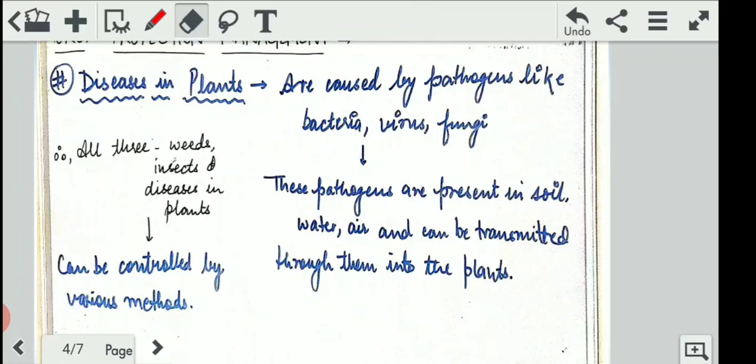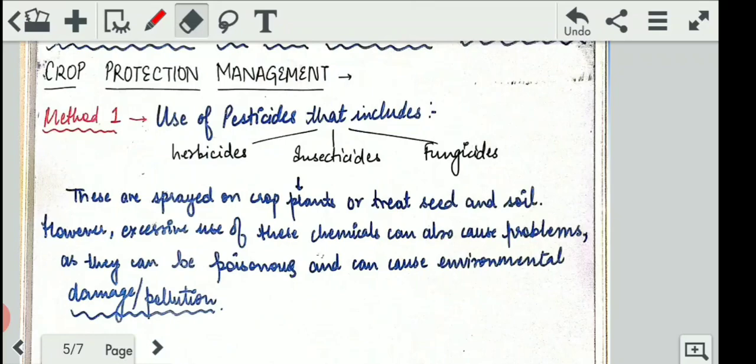But as we know that whenever a thing is caused, we also have a solution to it. So similarly, these three things also can be controlled in different manner. Method 1, use of pesticides, that is herbicides, insecticides, fungicides. These are some pesticides which are present and they can be helpful for reduction of these diseases, right? So pesticides, that includes herbicides, insecticides, fungicides, they are sprayed on the crop to treat seed and soil. However, excessive use of these chemicals can also cause problems as they can be poisonous and can cause environmental damage.